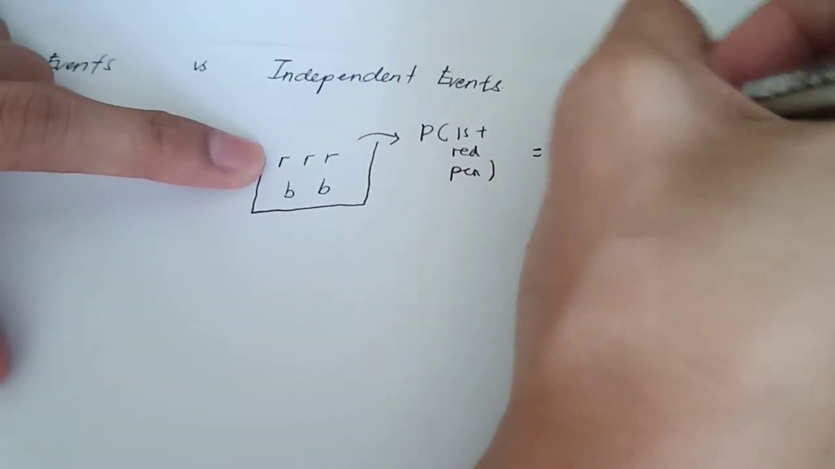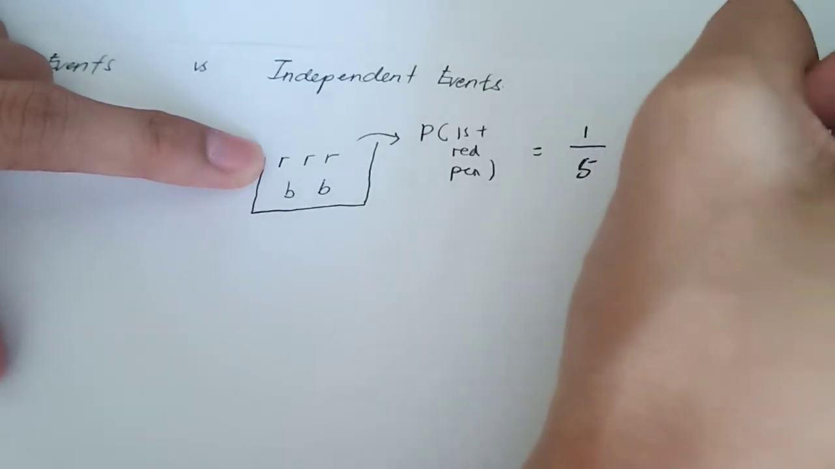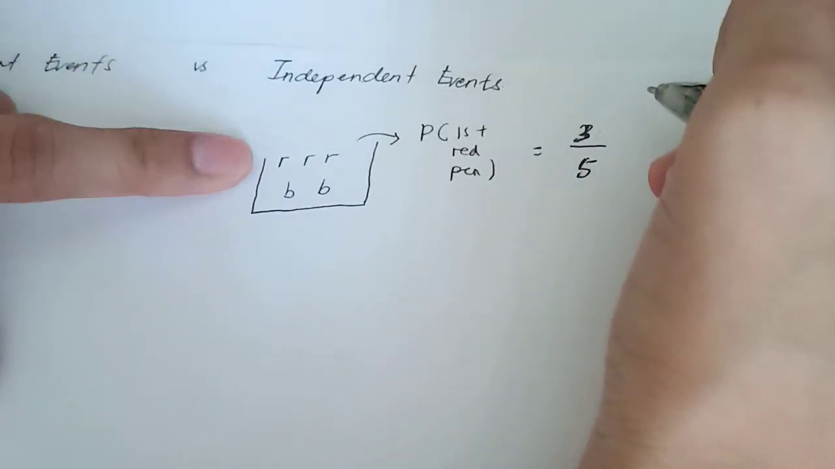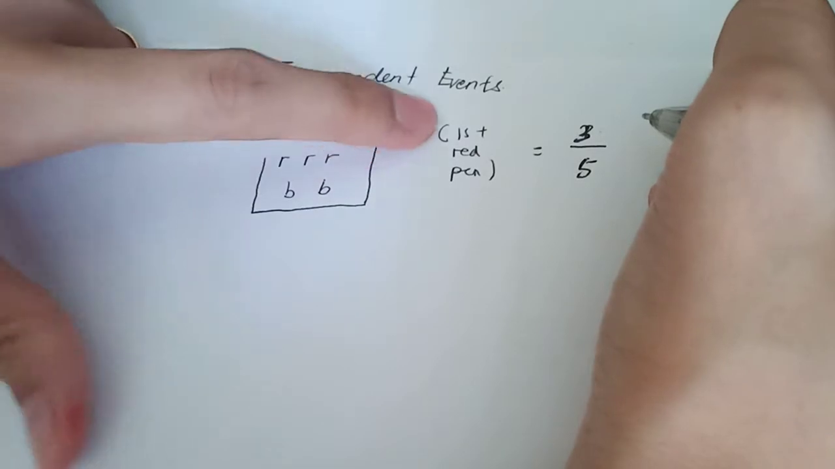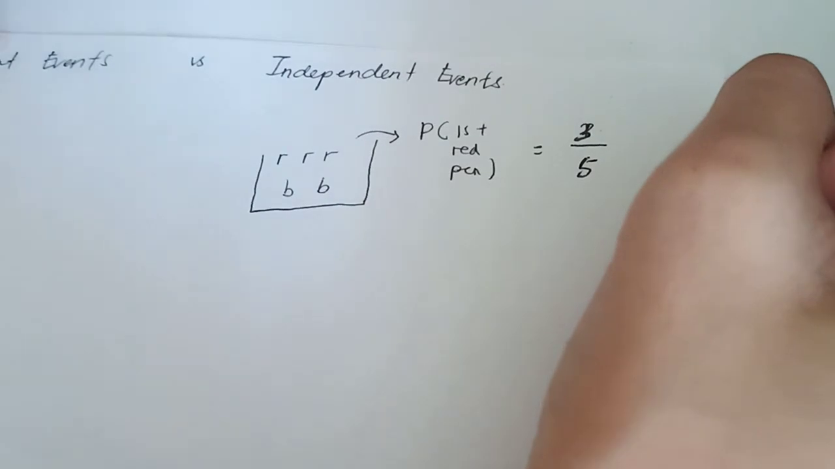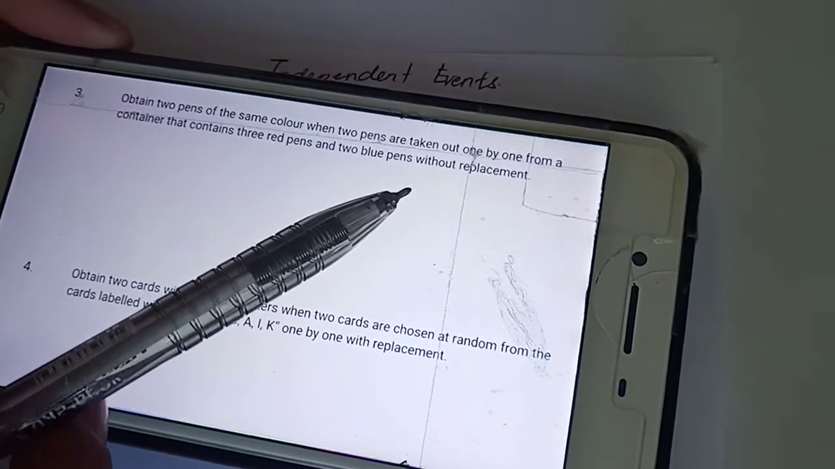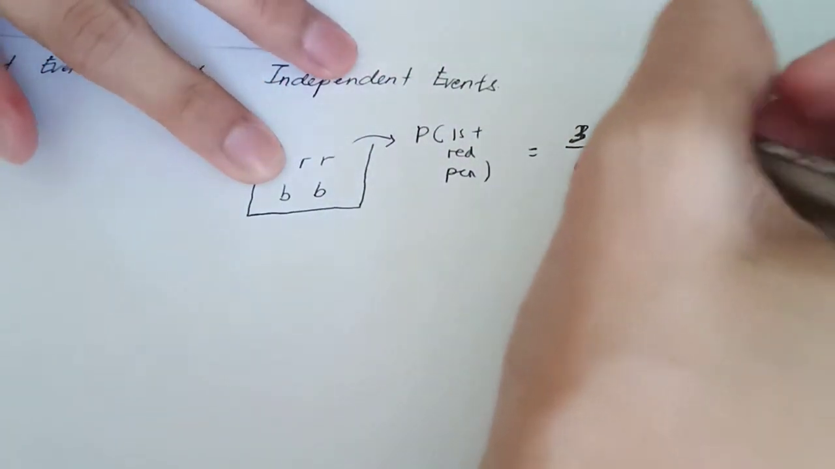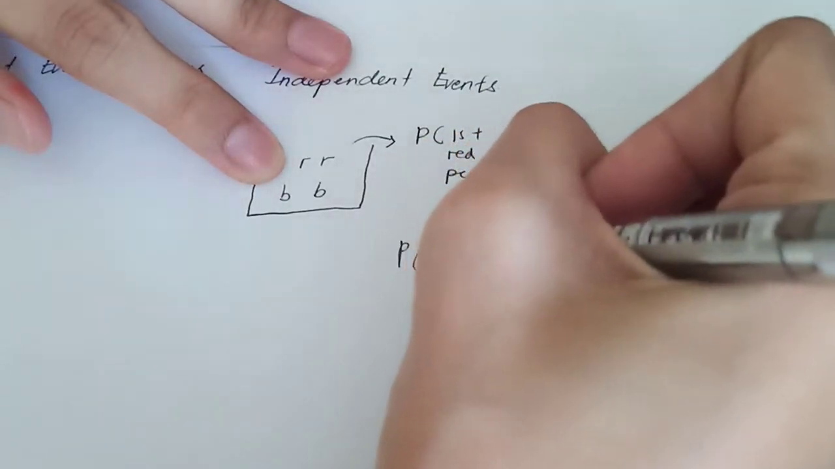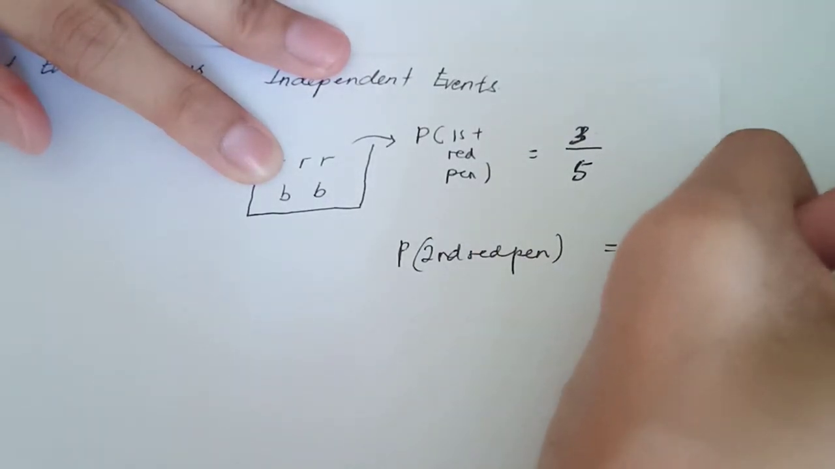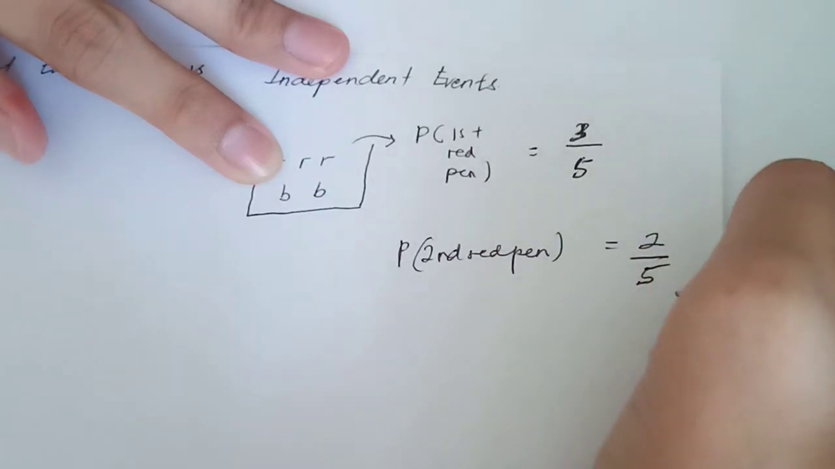It is 3 over 5. Okay, because I have 3 red pens. So the probability of getting a red pen for the first time is 3 over 5. Now, because here it is without replacement, it means after I take the first red pen, we are left with 2 red pens, right? So the probability of getting the second red pen is now 2 over 5. Is it changing? It's changing, right?